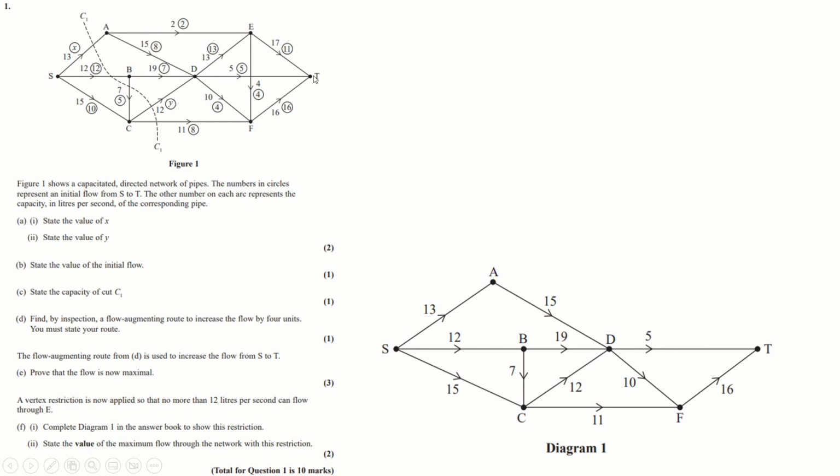Now we can see coming into T here that we've got 11 plus 5 plus 16, which is 32 going in there, which means that coming out of S, we also need 32. So x plus 12 plus 10 must also be 32, which means x must be 10.